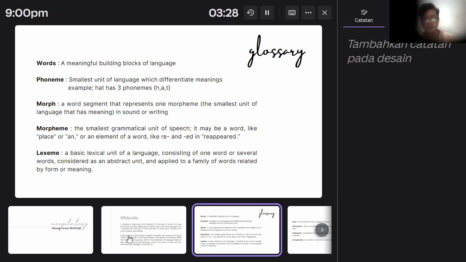The other is morph. A morph is a word segment that represents one morpheme, and the morpheme is the smallest unit of language that has meaning in sound or writing. The morpheme is the smallest grammatical unit of speech. It may be a word like place or an element of a word like re and it and reappeared. The next is lexeme. Basically, a lexeme is a basic lexical unit of a language consisting of one word or several words, considered as an abstract unit and applied to a family of words related by form or meaning.